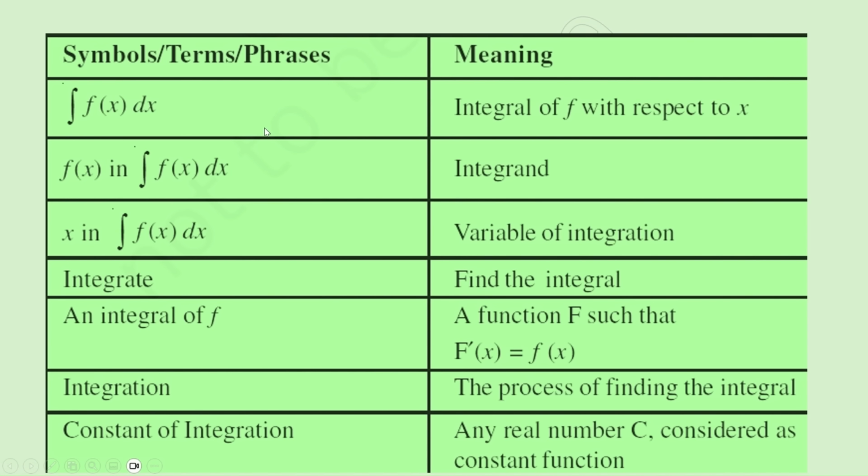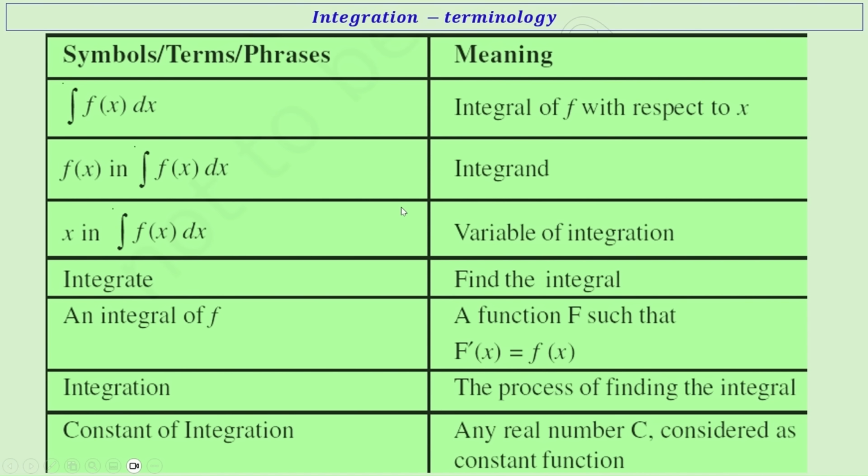So let's understand the terminology. If I write integration of f of x dx, it means the integral of f with respect to x. In this, f of x is called the integrand, and x is called the variable of integration. To integrate means to find the integral. An integral of f means a function F such that F dash x equals f of x. Integration is the process of finding the integral. The constant of integration is any real number c considered as a constant function or term. So these are the terminology of integration.